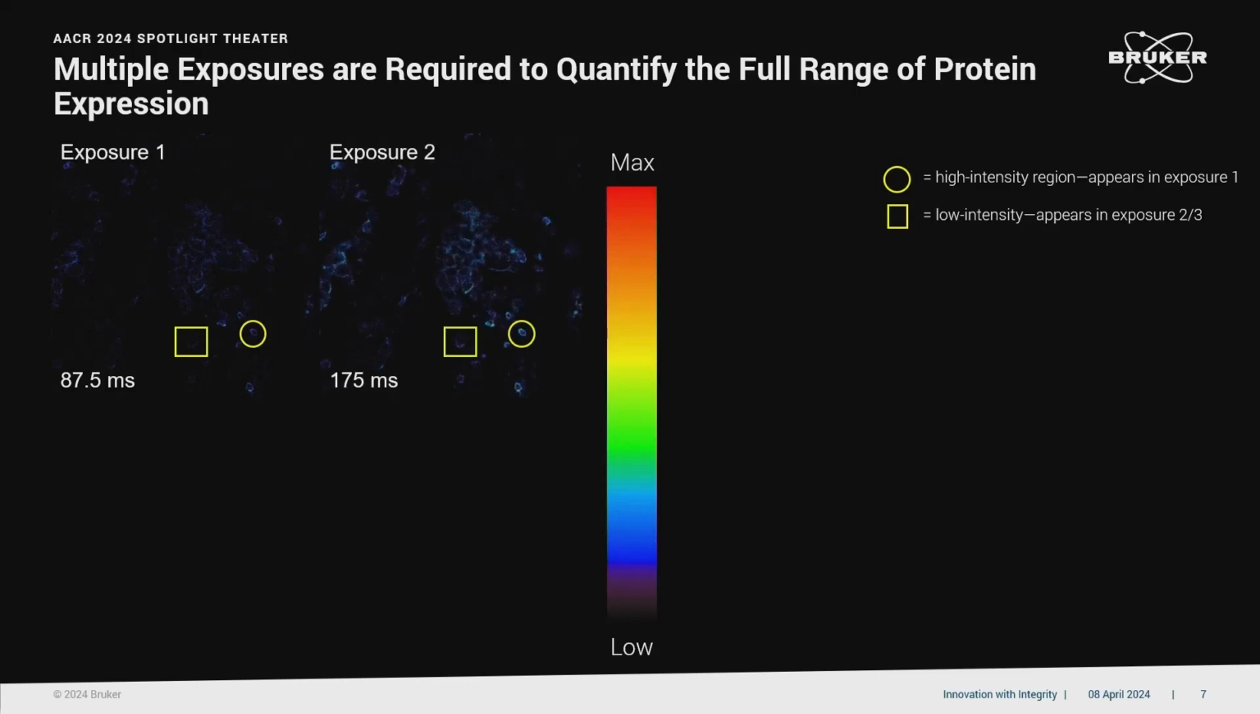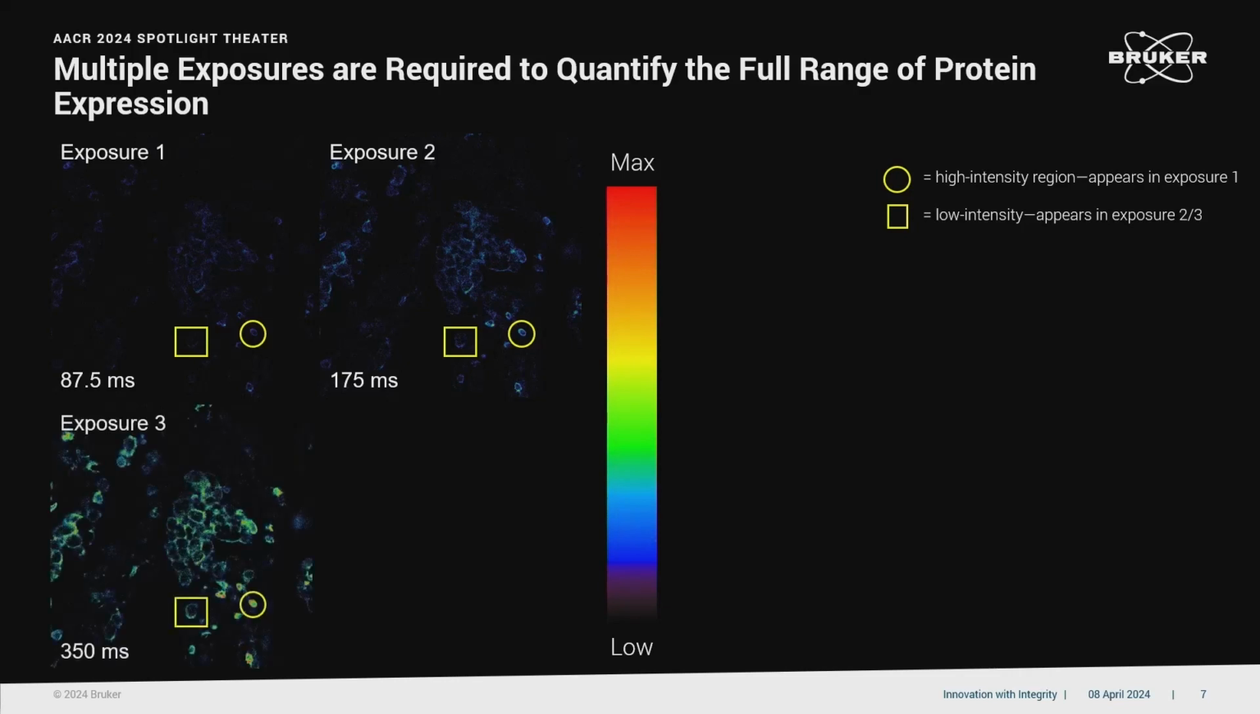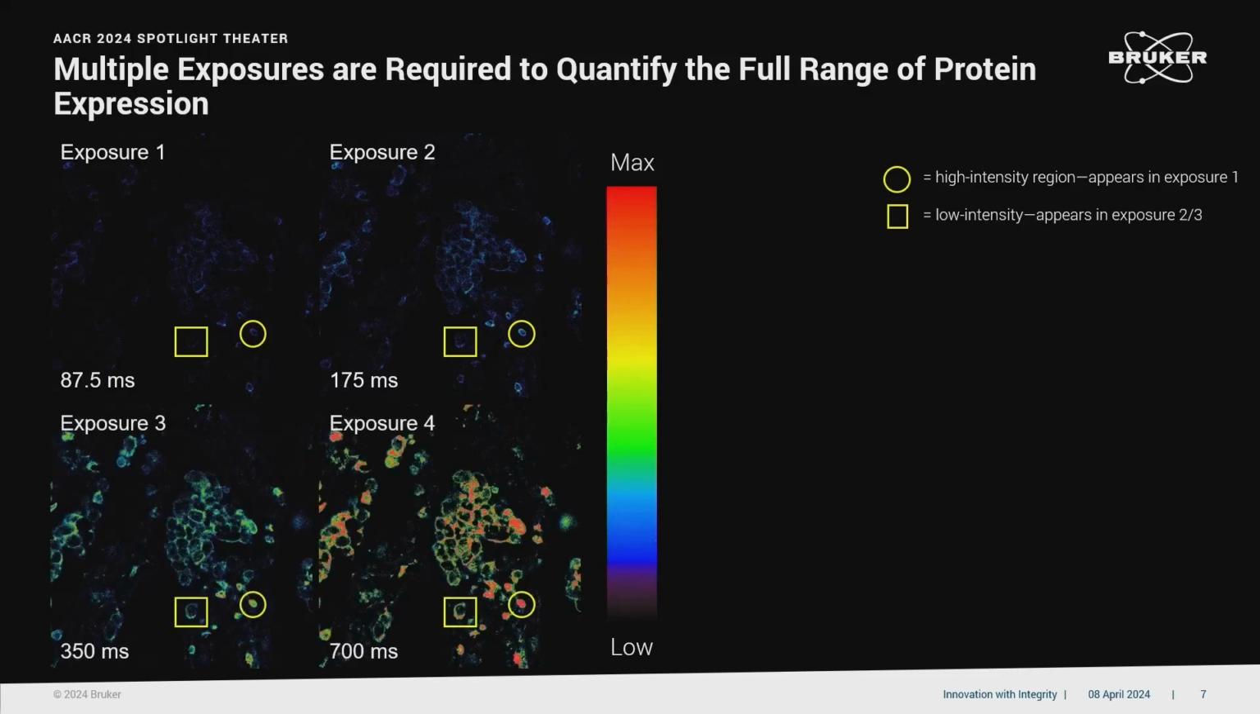Proteins and other biomarkers have extremely wide dynamic ranges or expression ranges within a tissue. What you can see are a series of 4 different exposures, each capturing the same scene. Each exposure will capture something very different. If you look at the yellow square, you can see a cell on the top left. At the 87 millisecond exposure, you don't see much. You start to see that capture as you progressively increase your exposure time. But then again, you don't want to overexpose your tissue.